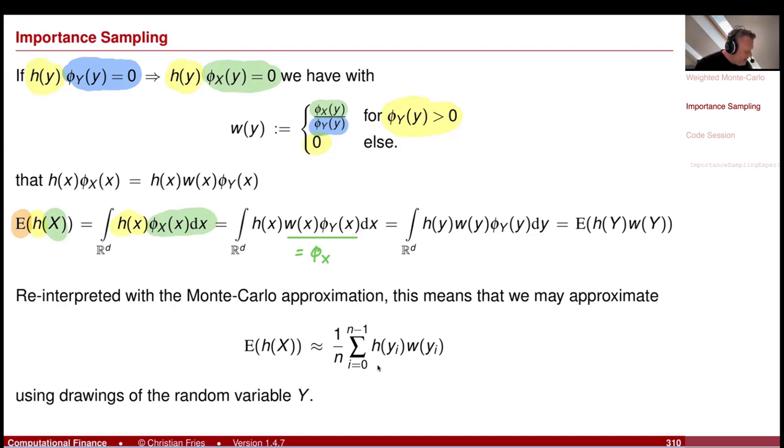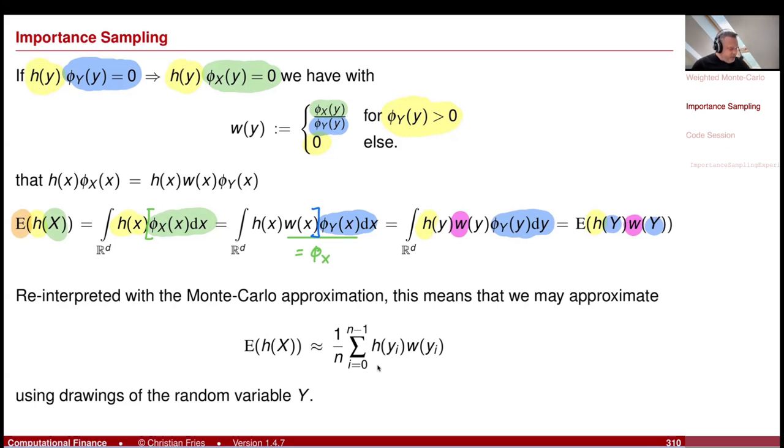And then you see this is just interpretation. Are you now integrating h over x, or are you now integrating h times w over y? So I'm integrating now h times w over y. This is just interpretation. So we integrate over y the function h times w. This is the expectation of h times w applied to my other sequence y.